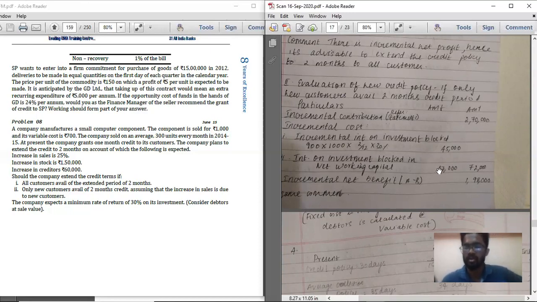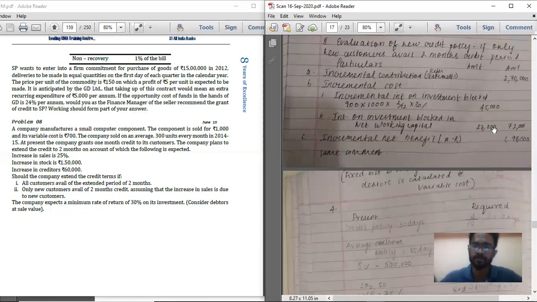So now total the outer amount column, that is 2,70,000 minus 72,000. That is 1,98,000. Outer amount column total it 1,98,000. So in respect of that 1,98,000, put capital C. Incremental net benefit, within bracket A minus B. Capital A minus capital B.